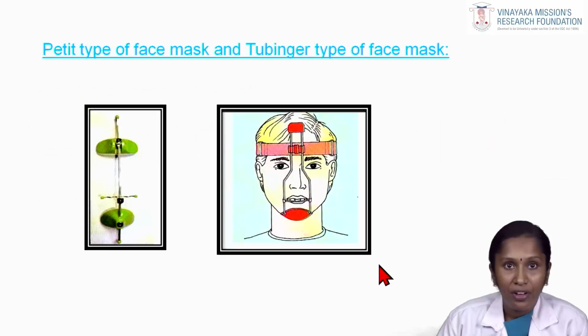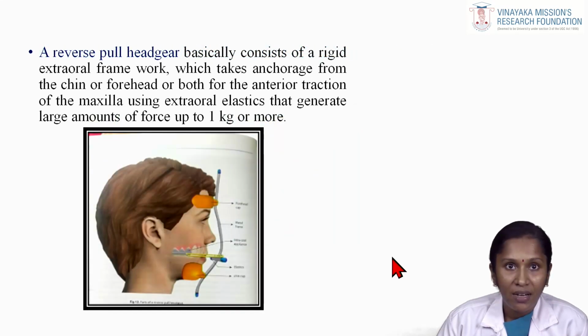Coming to the Petit type of face mask and the Tubingen type of face mask. A reverse headgear basically consists of a rigid extraoral framework which takes anchorage from the chin or forehead for anterior traction of the maxilla using extraoral elastics that generate a large amount of force, up to 1 kg or more.